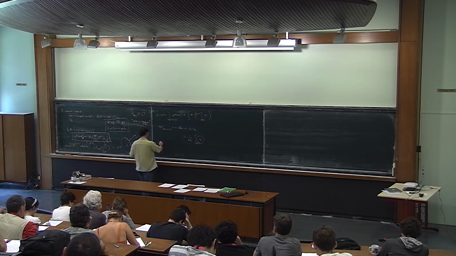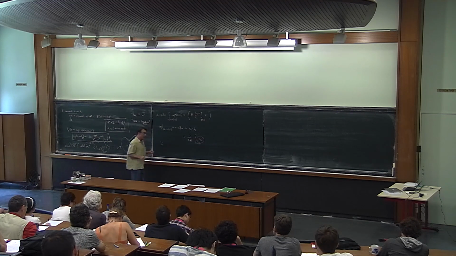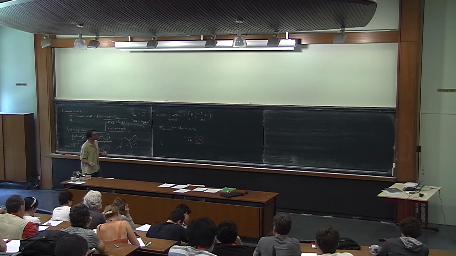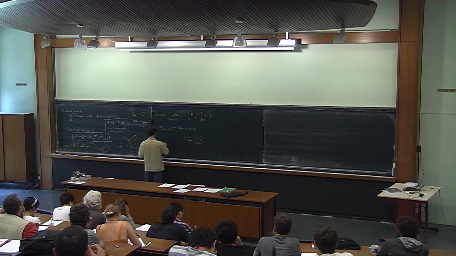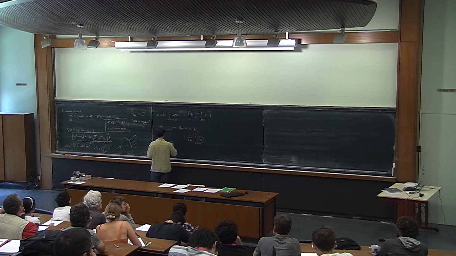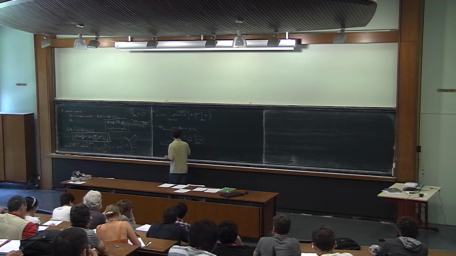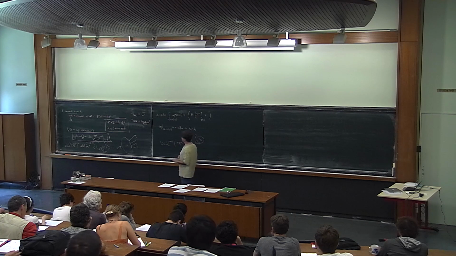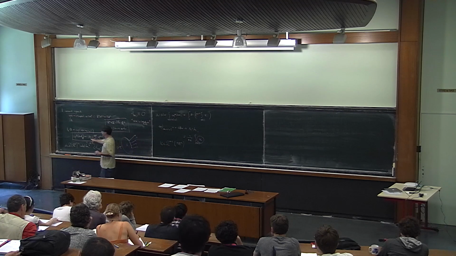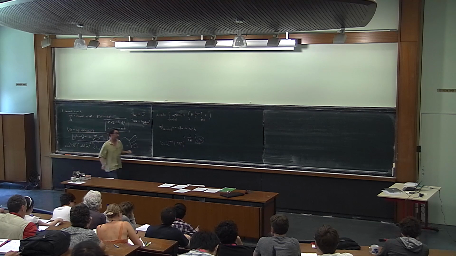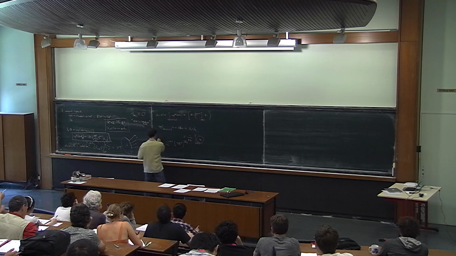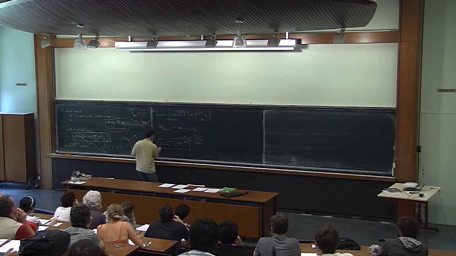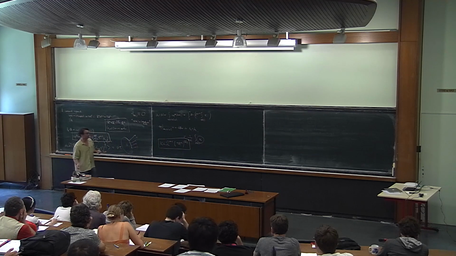So what are these guys? So these kappa i's, I should tell you a little bit about them. So what are they? They are n minus 1 forms in the sphere bundle. Okay, and because everything in sight here is Euclidean invariant, these guys are also Euclidean invariant.